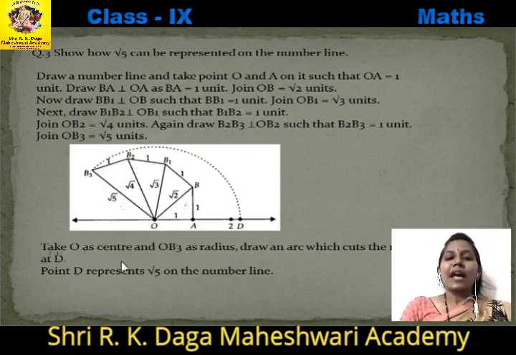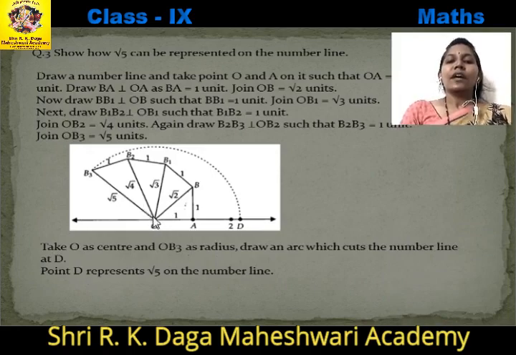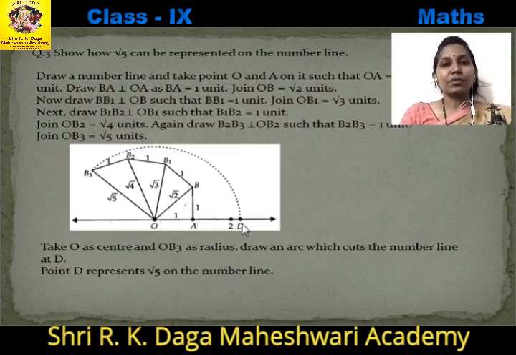Take O as center and OB3 as radius. We will cut an arc which cuts this number line at point D. So the length of this OD is equal to under root 5 units. Point D represents root 5 on the number line.